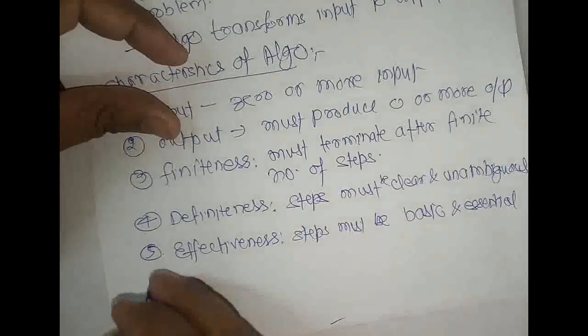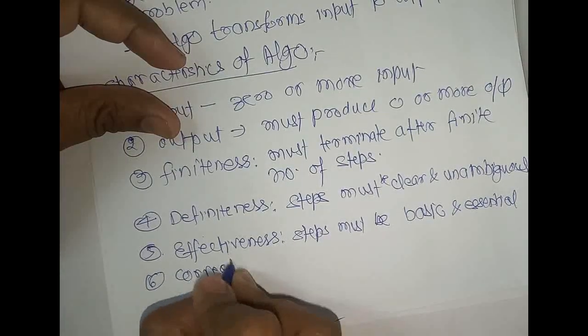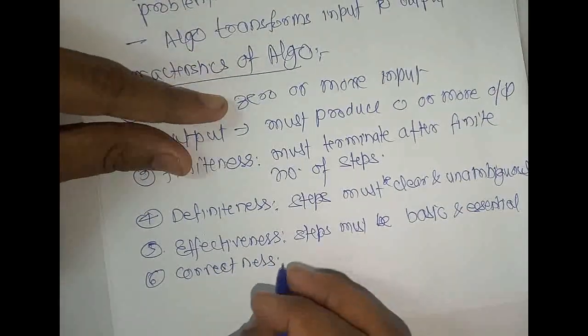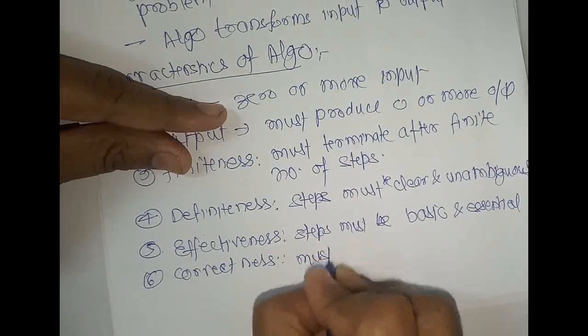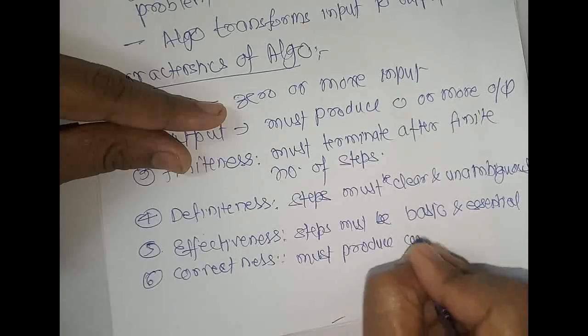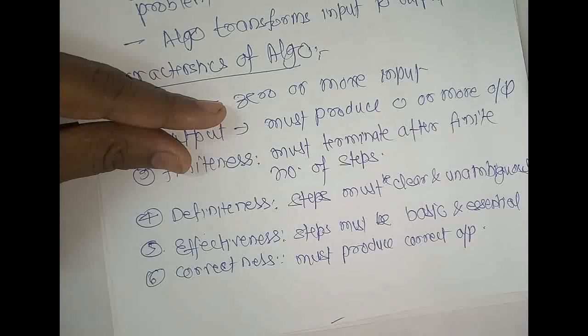Next is correctness. The algorithm must produce correct output. Sometimes an algorithm runs and produces output, but that does not match our theoretically computed output.